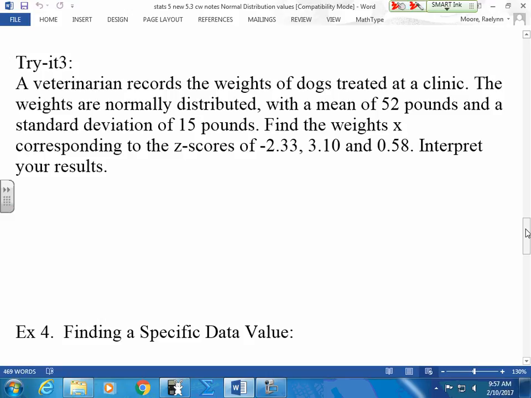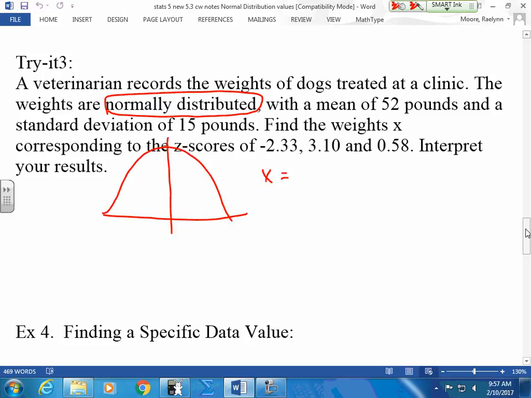This is normally distributed. Come on. I'll give you the formula. The good news is, I will give you that formula, even though it comes from your original formula. I will give you that one, because some kids panic over how am I going to get x by itself.